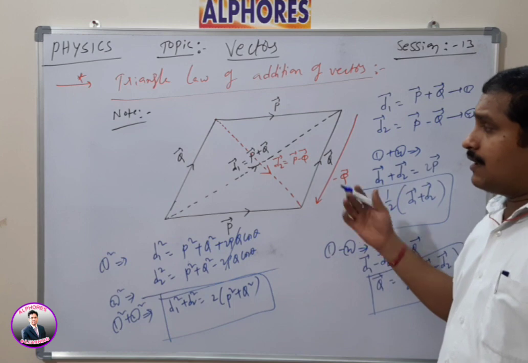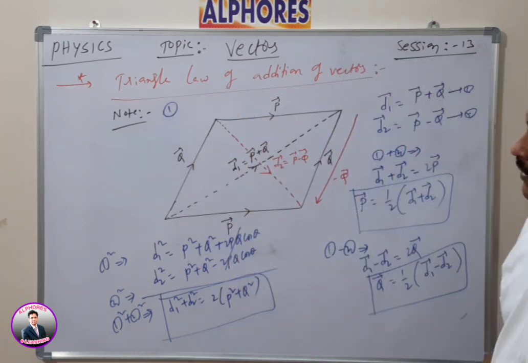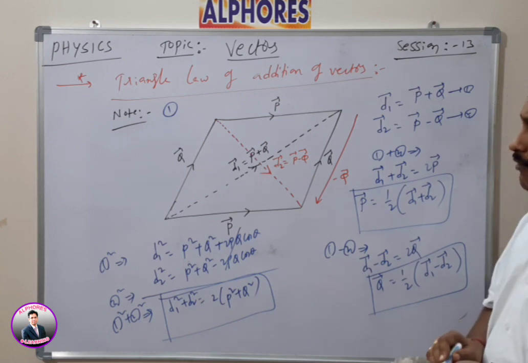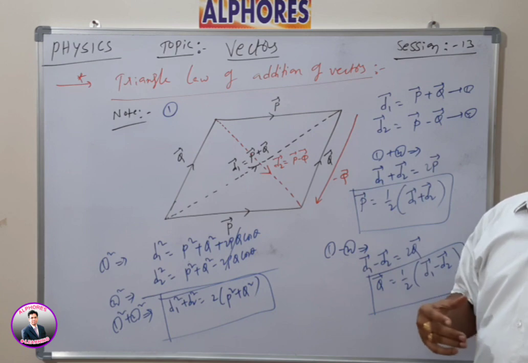Okay, I have to take another application. This is nothing but note 1. Now, what is the second note? I have to take the second application for this triangle of addition of vectors.